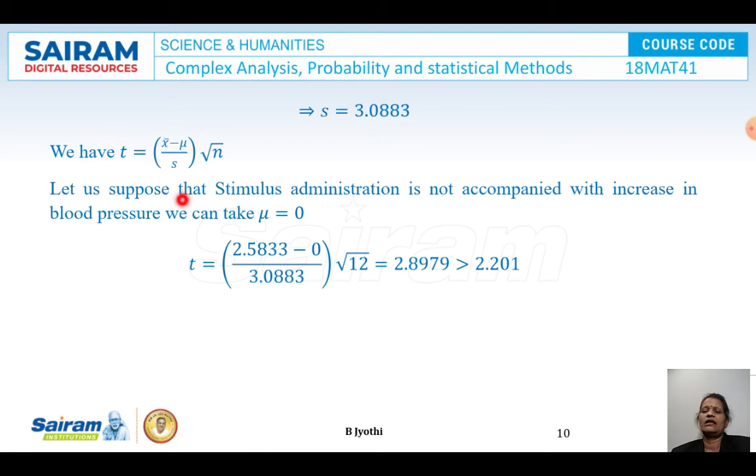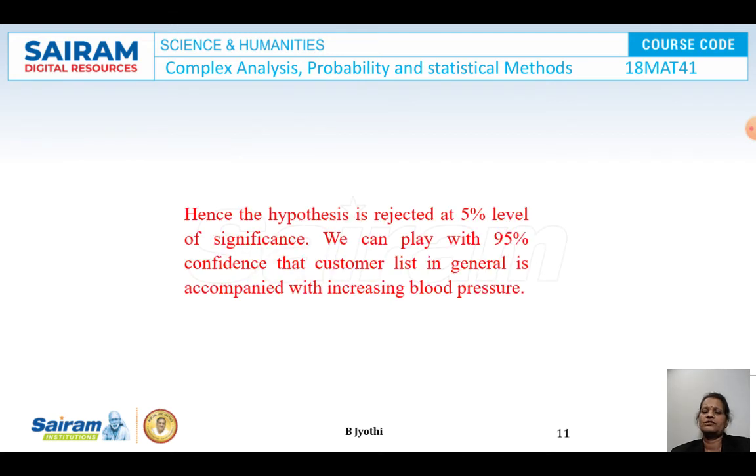Let us suppose that the stimulus administration is not accompanied with an increase in the blood pressure. So we take mu is equal to 0. So t is equal to 2.5833 minus 0 divided by 3.0883 into root of 12. That gives us 2.8979, which is greater than 2.201. So we conclude that the hypothesis is rejected at 5% level of significance.